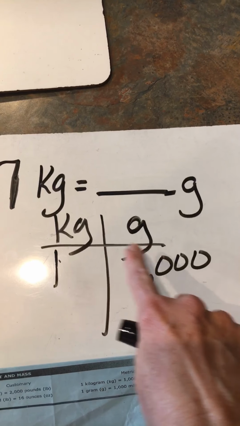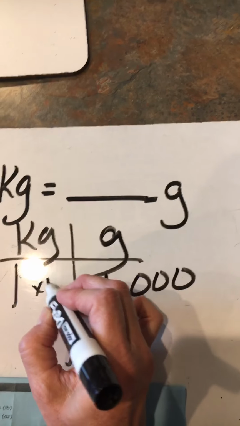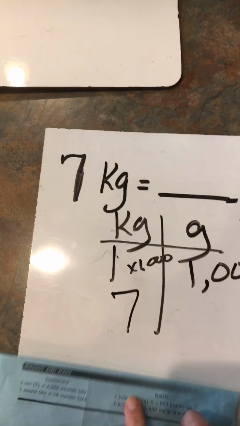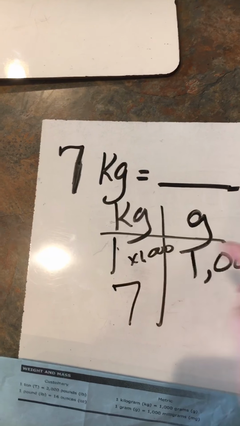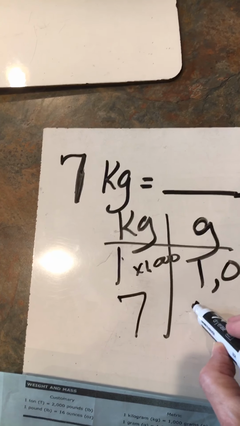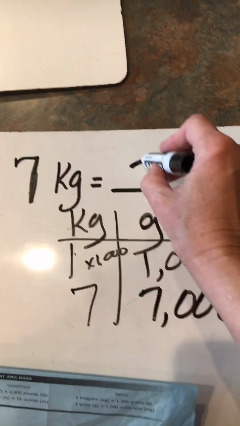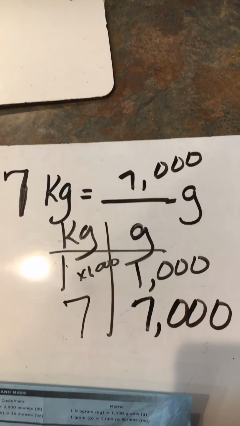Since I'm getting larger, I am multiplying by 1,000. So if I have 7 kilograms, 7 times 1,000, we talked about that last lesson. I add the 7 and 3 zeros, and we are done.